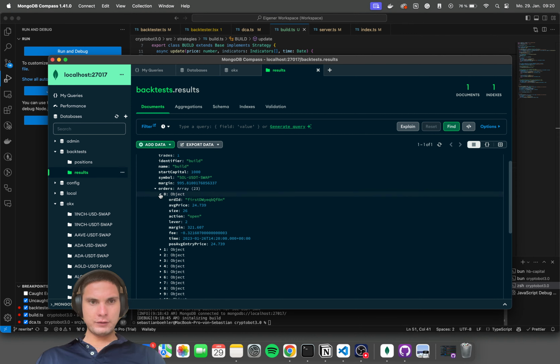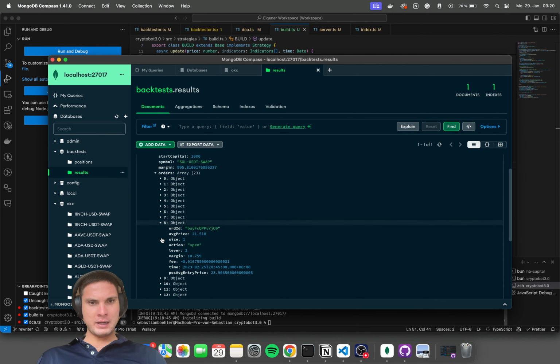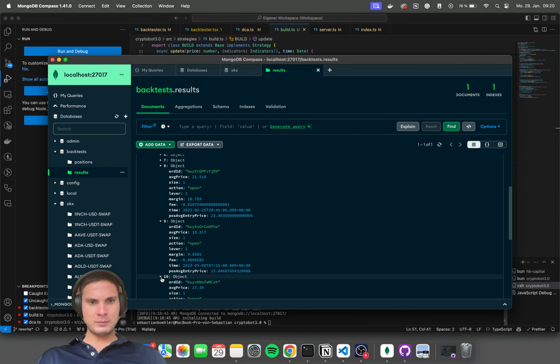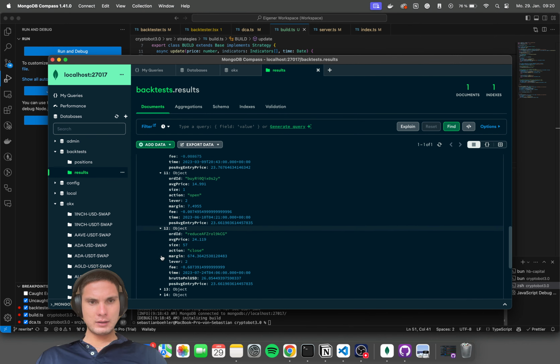So the first order, another buy, another buy, another buy. I buy 2, I buy 2, I buy 2. They're really small sizes. I buy 2. I buy. And there should have been a reduce in between. Now here comes the reduce.